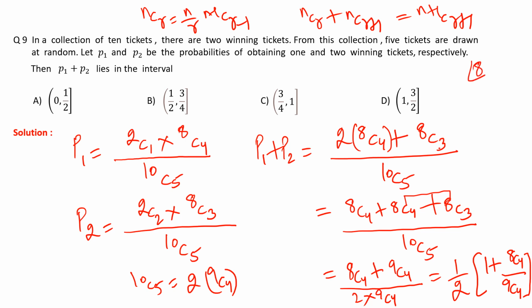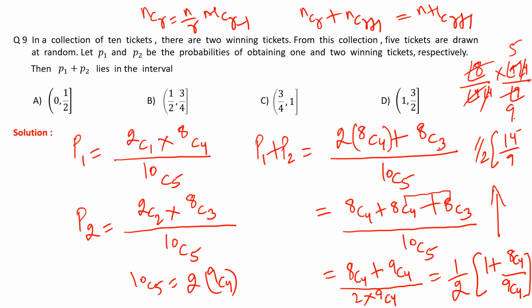So factorial 8 upon factorial 4, and it is 9c4, so it is factorial 5 into factorial 4 in the numerator upon factorial 9. So let's do the calculations. This becomes only 5 and this is 9 over here. So that means this particular expression can be written as what? Half into 1 plus 5 upon 9, which is nothing but 14 upon 9. So that means the value of P1 plus P2 becomes finally 7 upon 9.